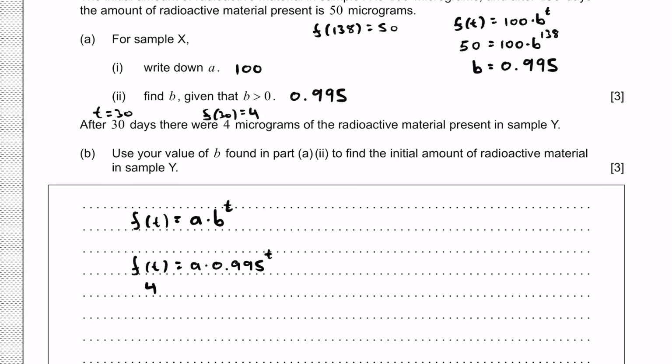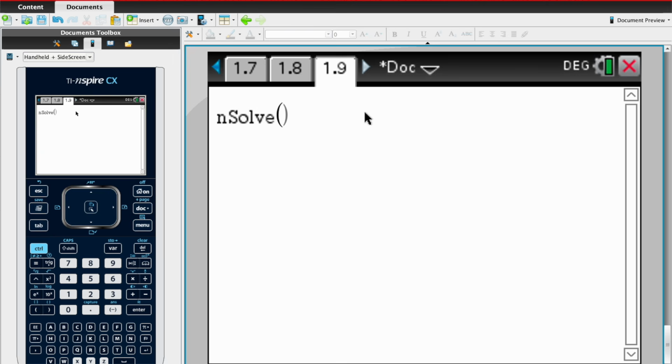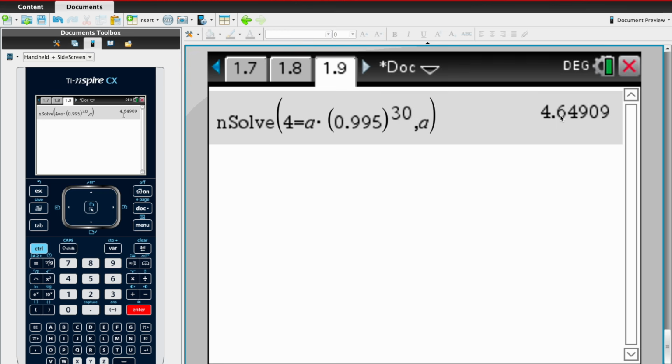Output is equal to 4 when the input is equal to 30. Once again, we've got one equation, one unknown. We can go ahead and solve. So go into the calculator, menu, algebra, numerical solve, and we'll just put in that information: 0.995 raised to the power of 30, and we'll ask the calculator to solve for A. Okay. So the amount of radioactive material present initially was 4.649 or 4.65 micrograms.